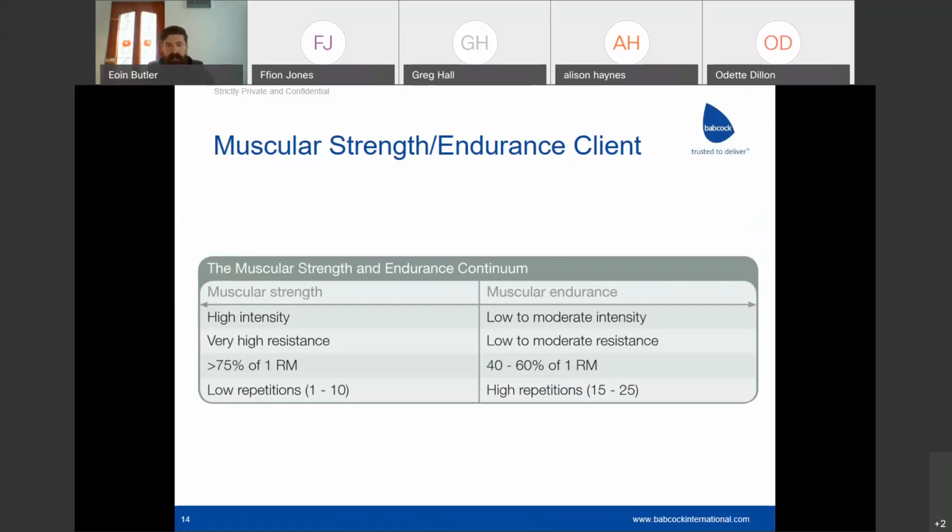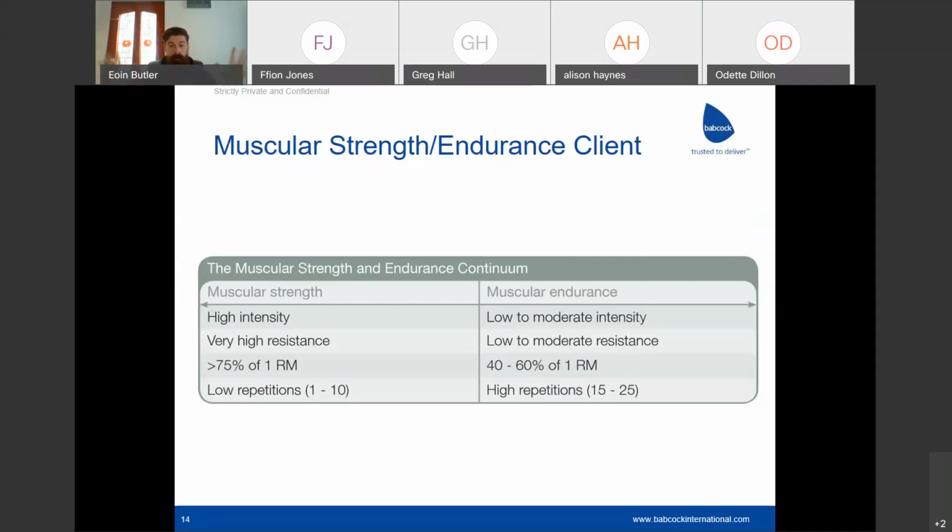For muscular endurance, we're looking at low to moderate intensity, low to moderate resistance, so low weights. So you're looking at 40 to 60% of 1 rep max, and high repetitions, 15 to 25. If we're looking at hypertrophy training, you're looking more at the strength end of things, but with repetitions of 6 to 8, maybe up to 10. So for strength, it's really heavy weights, low reps. For hypertrophy, again, it's heavy, but you're looking at more around the 8 repetition mark. And for endurance, you're looking at resistance training between 15 and maybe up to 25 repetitions.